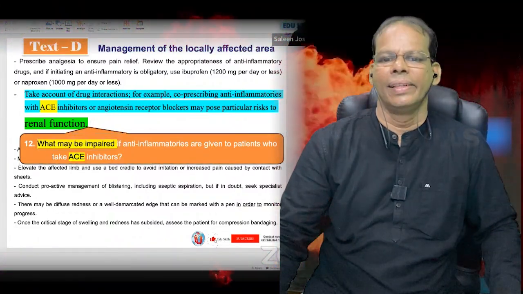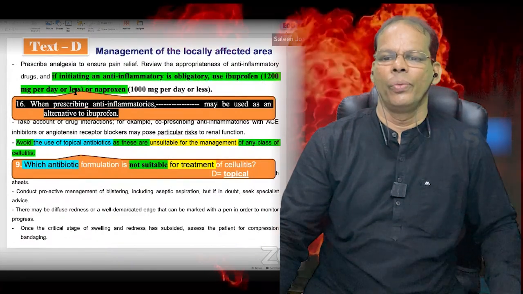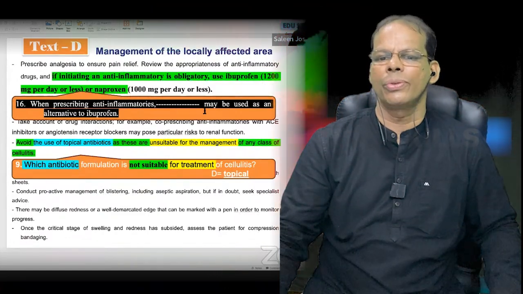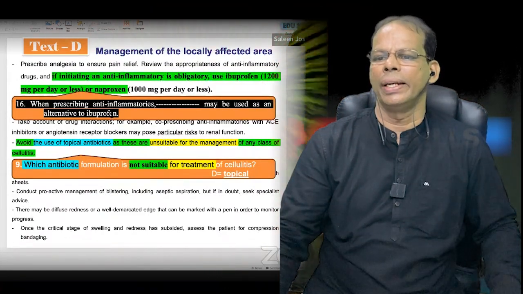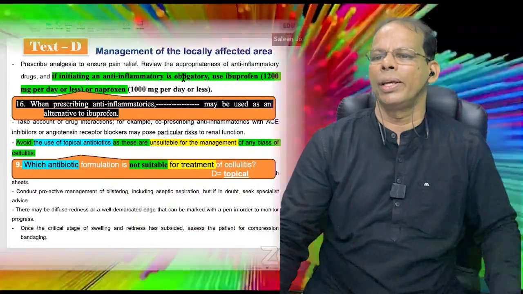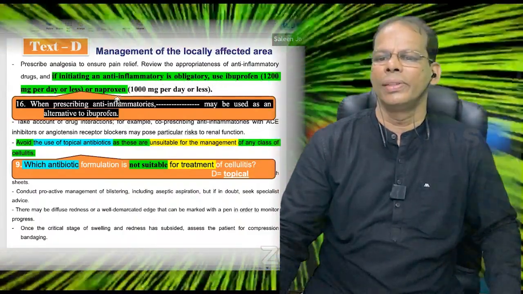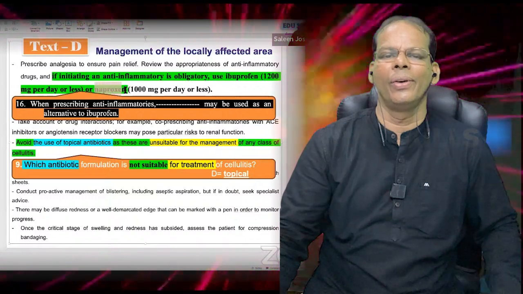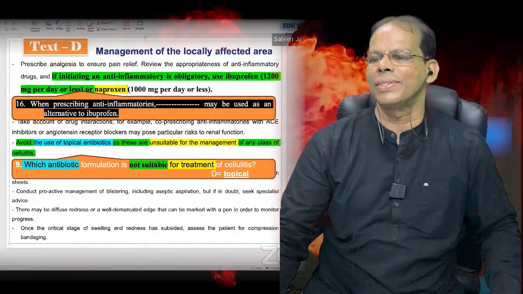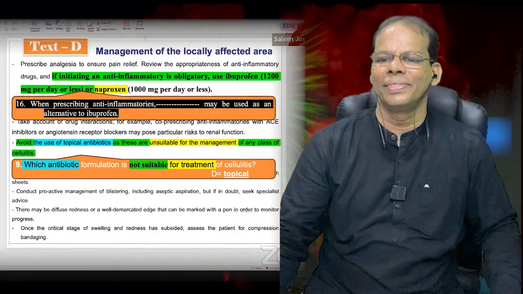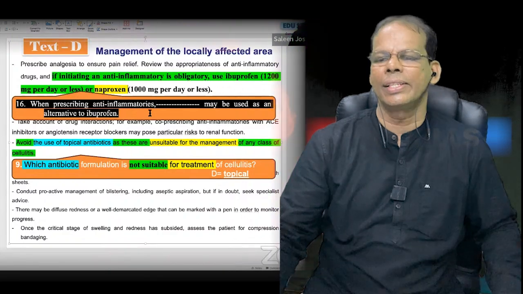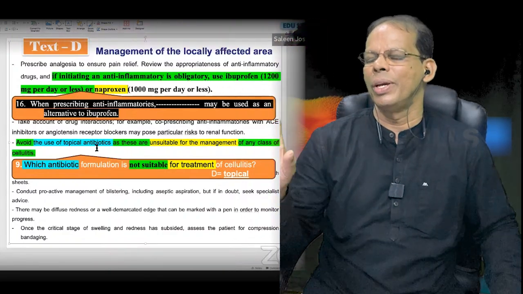Yes, Father. And you have the 16th one here. When prescribing an anti-inflammatory, dash may be used as an alternative to ibuprofen. If initiating an anti-inflammatory, it's obligatory to use ibuprofen or Naproxen. I said this is how they trick you with the use of conjunctions. So what is the answer? Naproxen, Father. Yeah, you see, that's why I said two or three questions will be based on the conjunction.